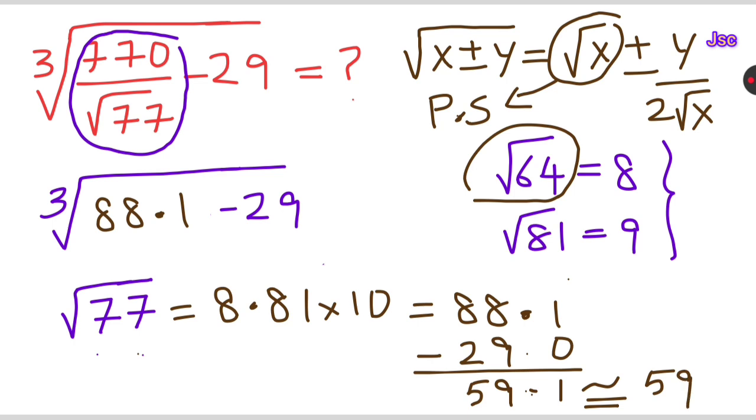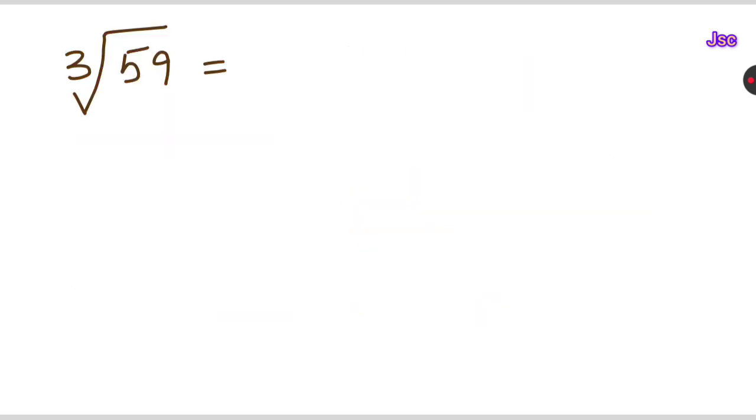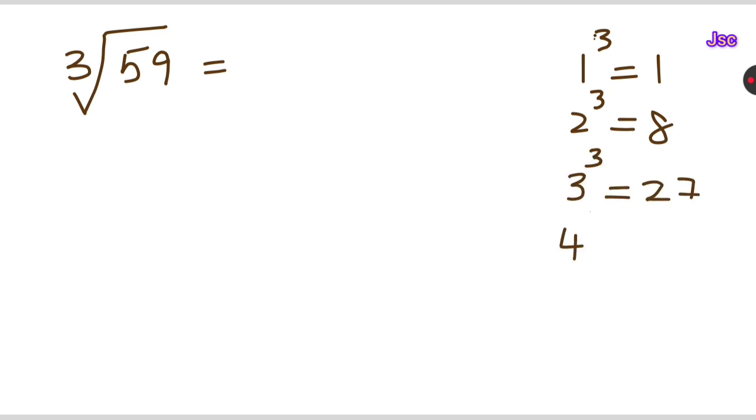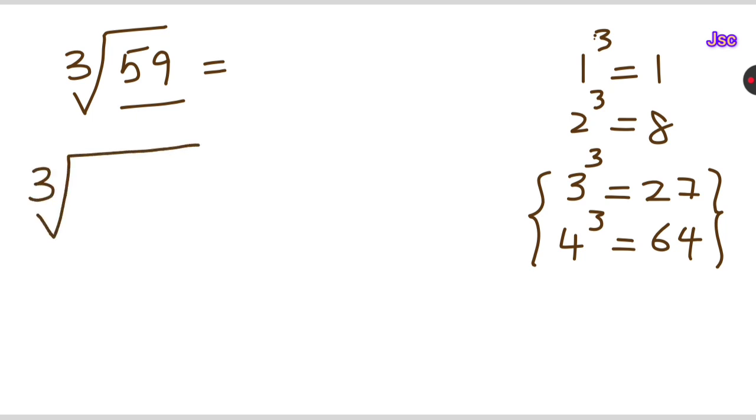So let's take 59. So now our goal is to find the cube root of 59. And we know that 3 cubed is 27, 4 cubed is 64. So our 59 lies in between 3 cubed and 4 cubed, isn't it? So that means this 59 is also not a perfect cube number. Now I will show you how to find the cube root of a non-perfect cube number. For that, same as the square trick, we have to use cube root of x plus or minus y. So x you take as a perfect cube and y as the normal number.